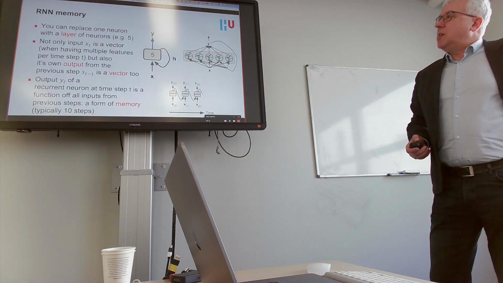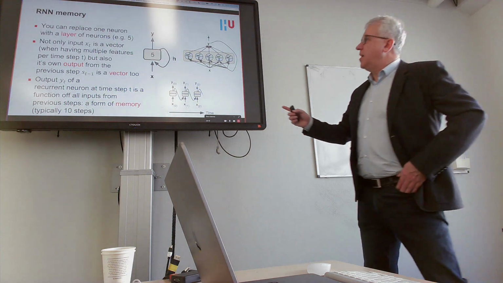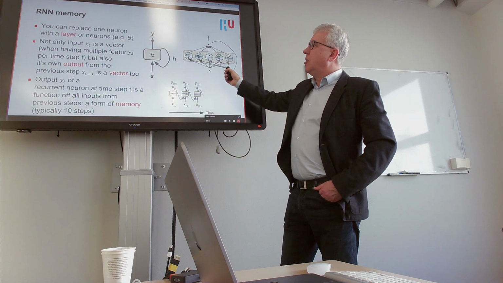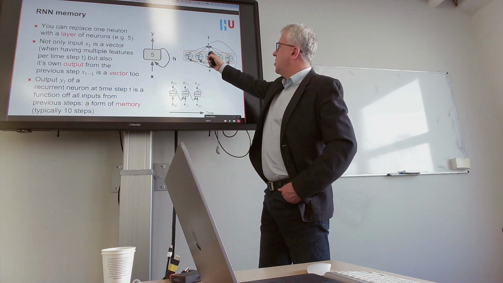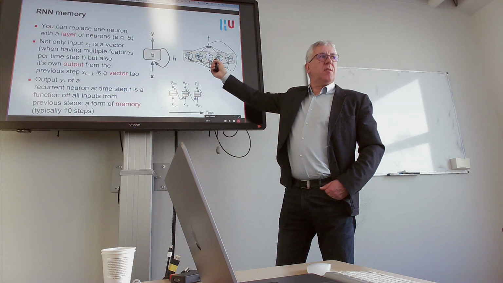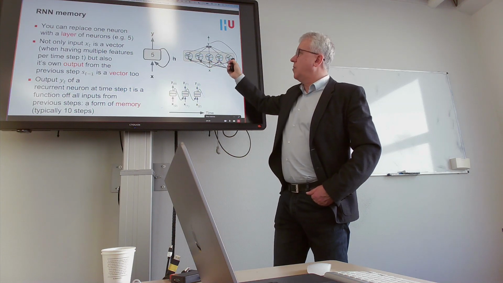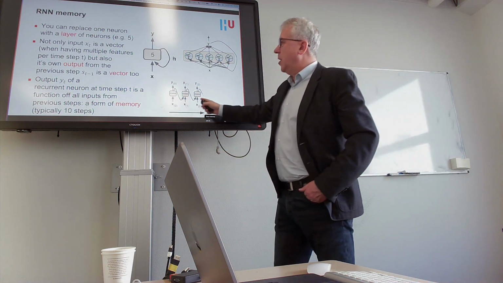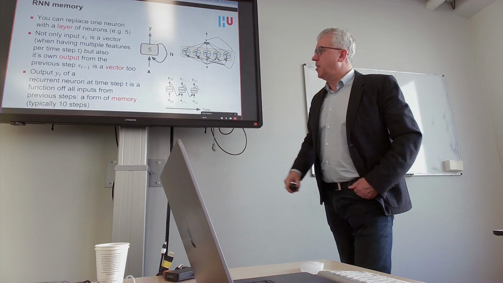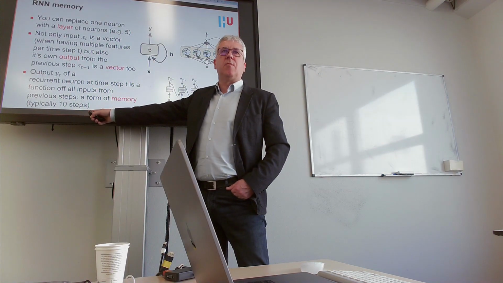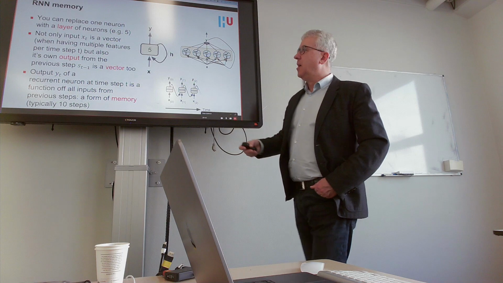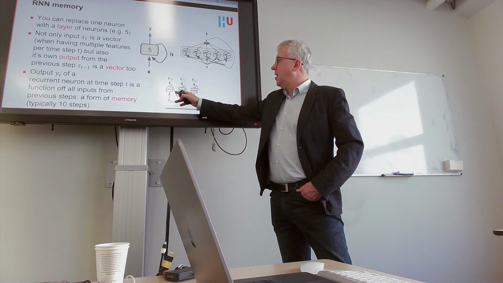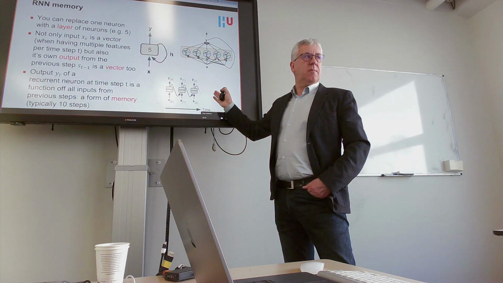Okay. So what you can do is replace that one neuron by, for example, 5 neurons like this. So your input is not only a vector, but your output can also contain multiple values for each neuron. Then it works like this. You have some sort of a memory. It says here typical 10 steps, as I already said. After 10 steps, you can think that the information which is fed in here will not have much influence here anymore.